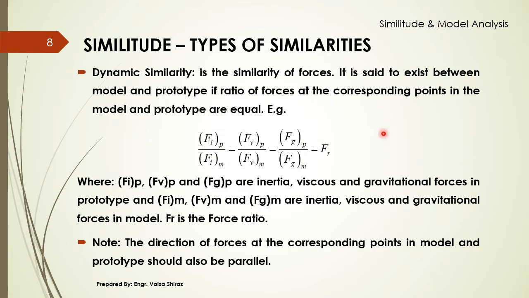Next one is dynamic similarity. It is the similarity of the forces. It is said to exist between the model and prototype if the ratios of the forces at the corresponding points are the same, whether that is the inertial force, the viscous force, or the gravitational force. The ratios of these forces in the prototype and the model should be the same, giving the force ratio Fr. Also, the direction of the forces at the corresponding points in the model and prototype should be parallel.